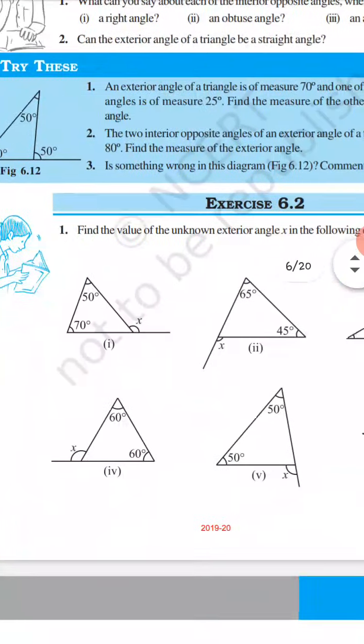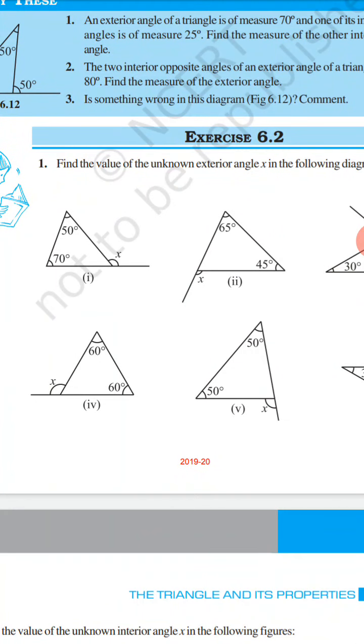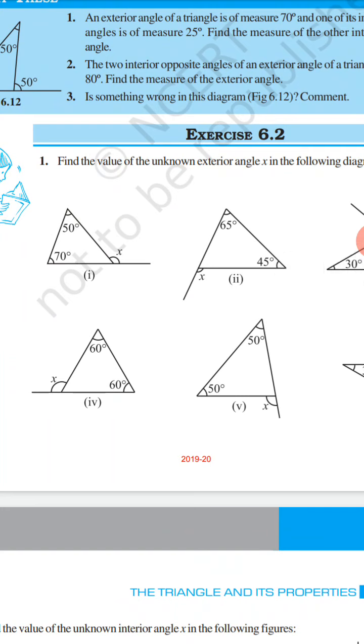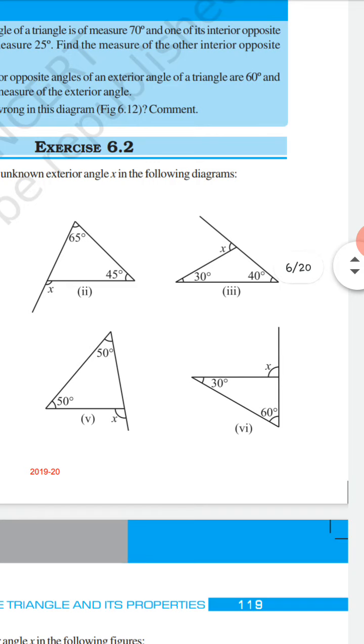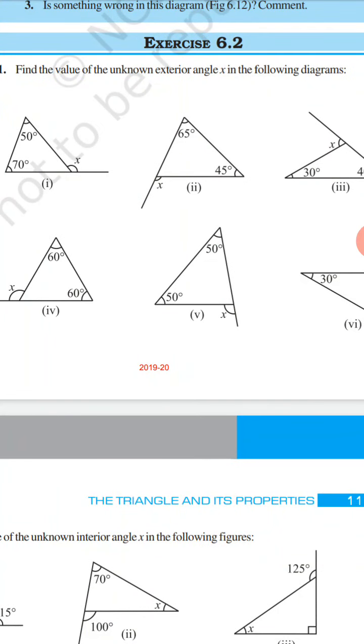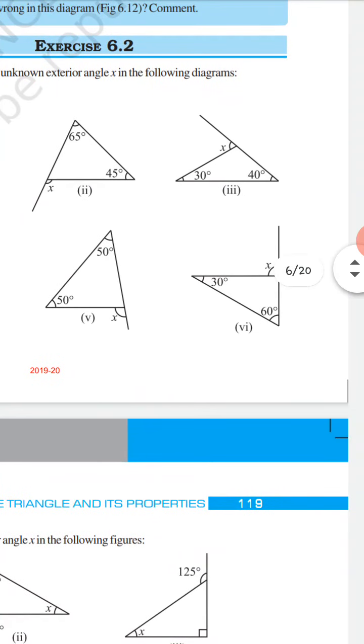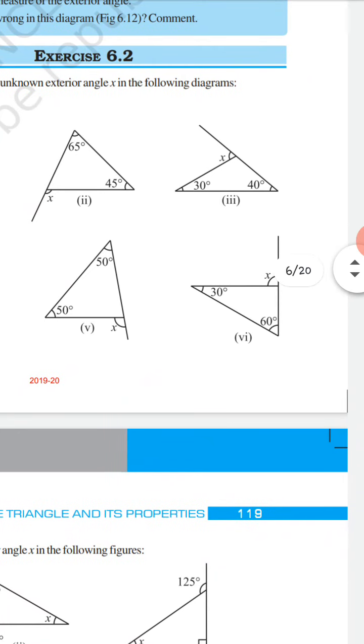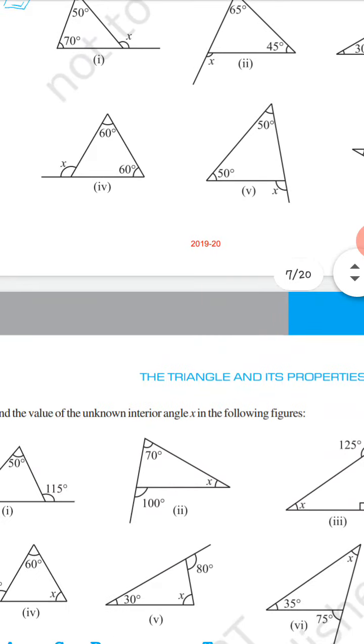Now this is the exercise question. First question, x will be equal to 50 plus 70, that is 120. Here x will be equal to 45 plus 65, which is 110. Again here also 30 plus 40, x will be 70 degrees. 60 plus 60, 120, x will be 120 degrees. Here also 50 plus 50, x will be 100 degrees. And here 30 plus 60, x will be 90 degrees. So this is the question.